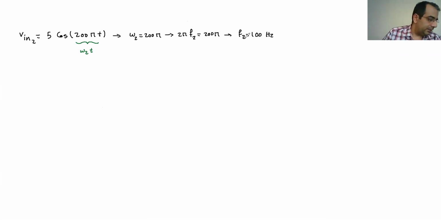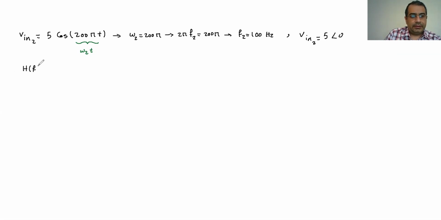So we know that it's going to be f2, and also I'm going to write this in phasor mode. So the Vin2 is going to be 5 with the angle of 0 again. Now I have to calculate the H(f) again.